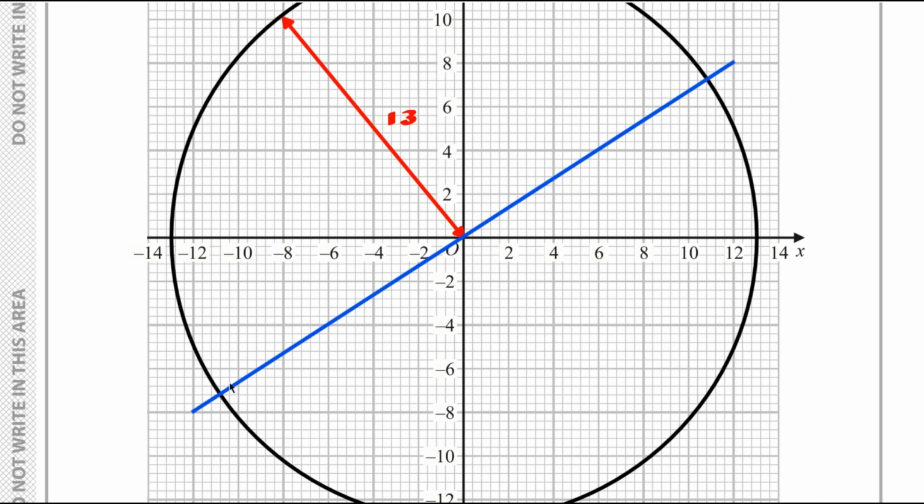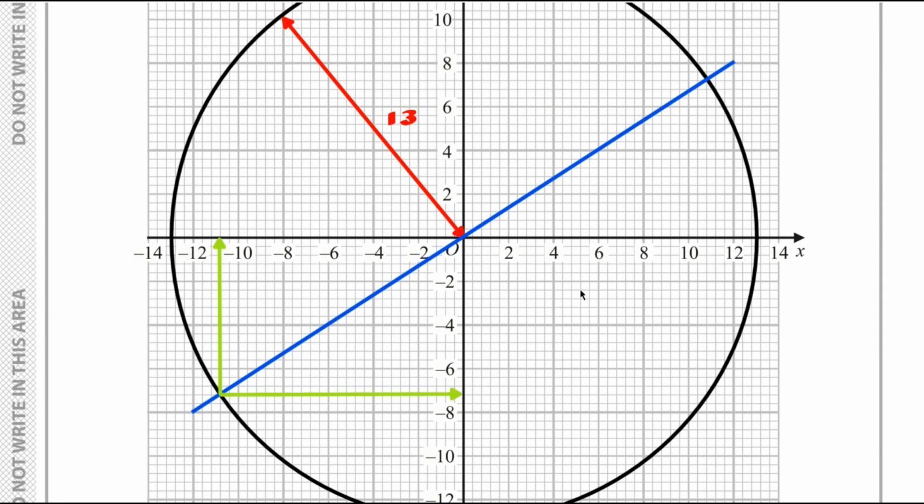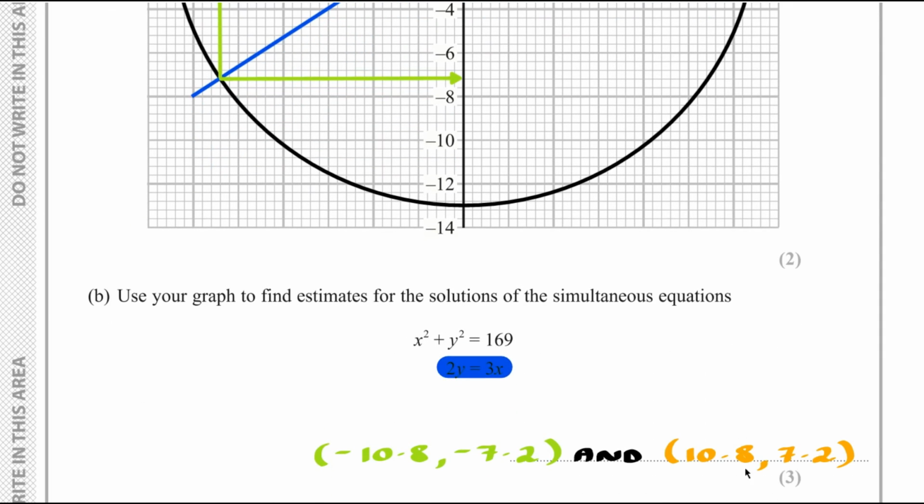Now, where this straight line intersects the circle is here and here. First of all, I've got this point here, which is negative 10.8 and negative 7.2, and the other solution is over here, and the solutions there are 10.8 and 7.2. So these are the solutions to the simultaneous equations here given as coordinates.